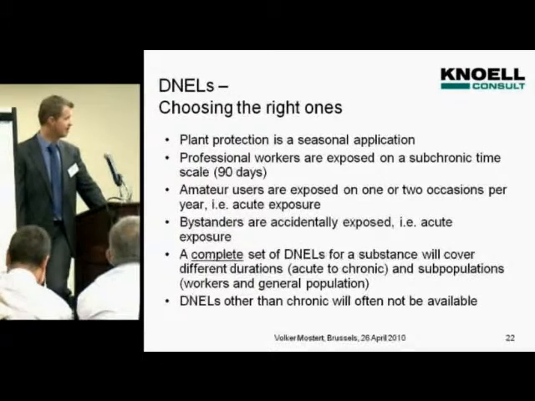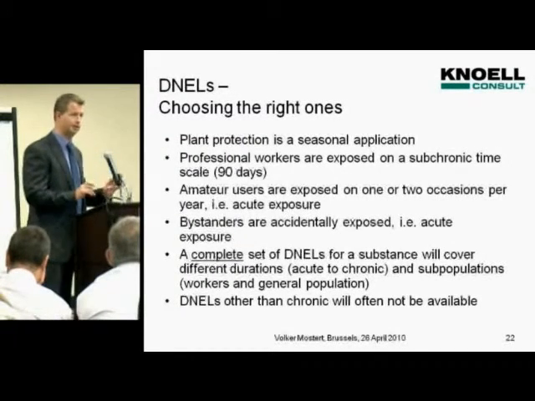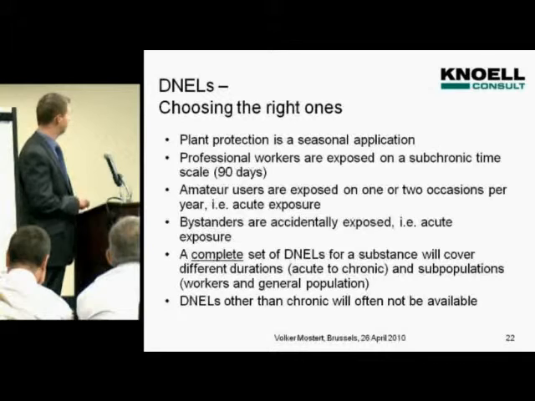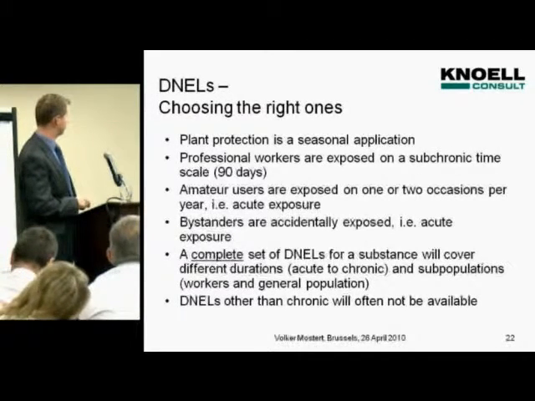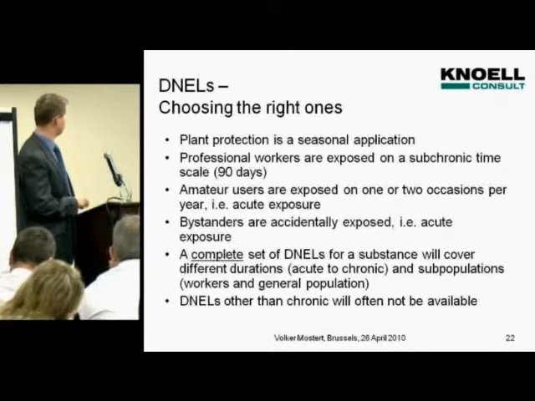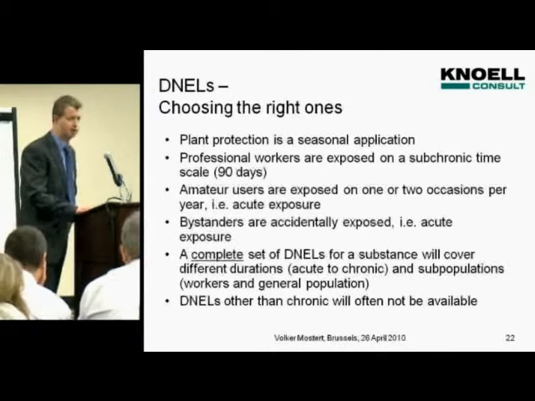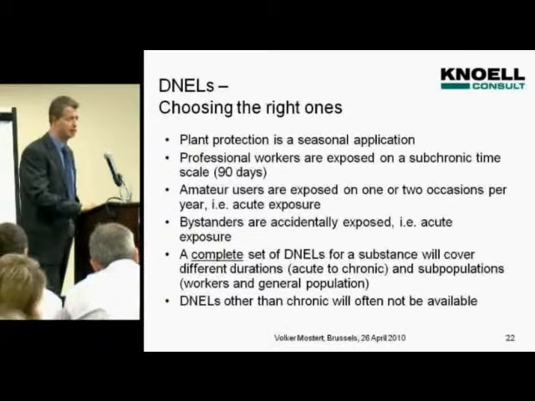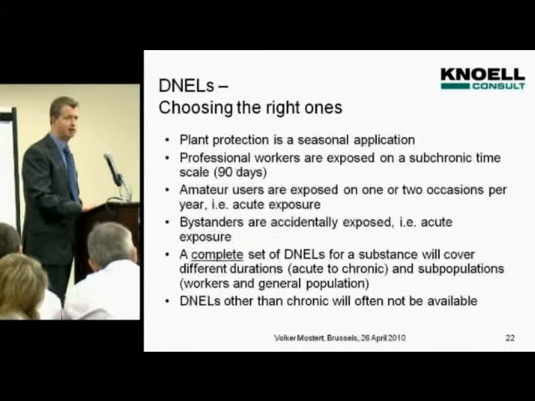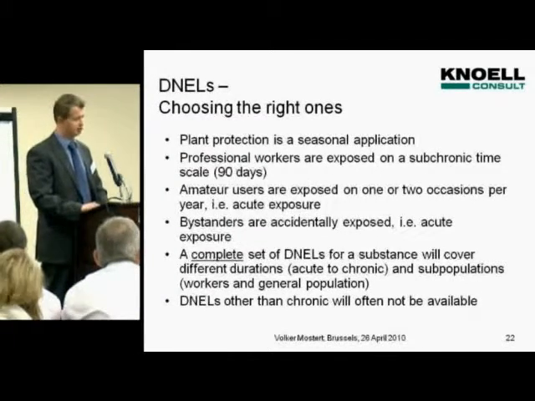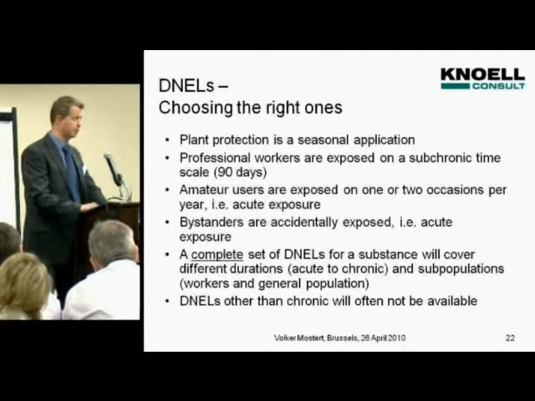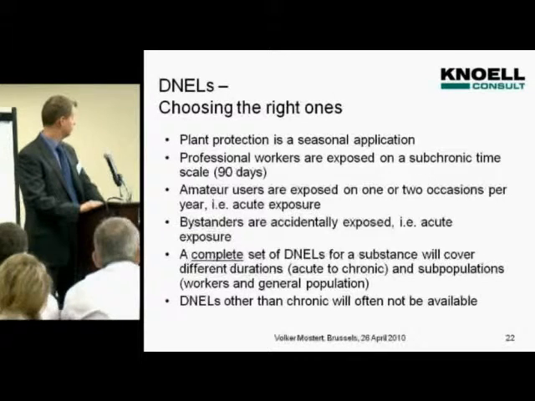If you have a complete set of DNELs, just hypothetically, having a complete set of DNELs means you have something for all durations and also for all subpopulations. So you get acute to chronic and also workers and general population. This may be the case, but I can see that many substances, for instance, don't have acute DNELs just because the data is not sufficient to derive some. So they have to be surrogate DNELs to be used with the model. As I said, DNELs other than chronic will often not be available.